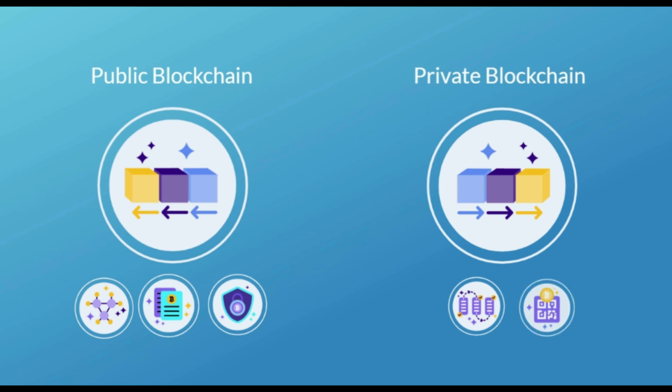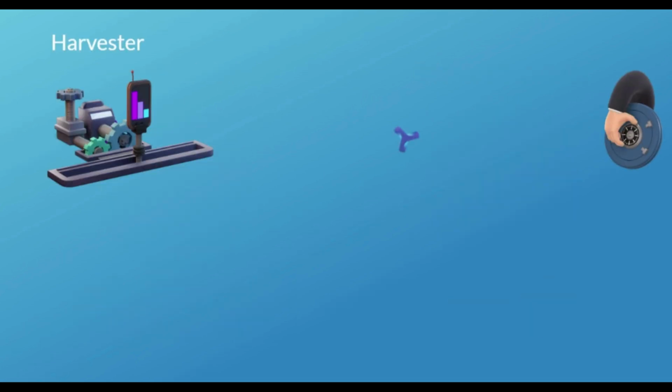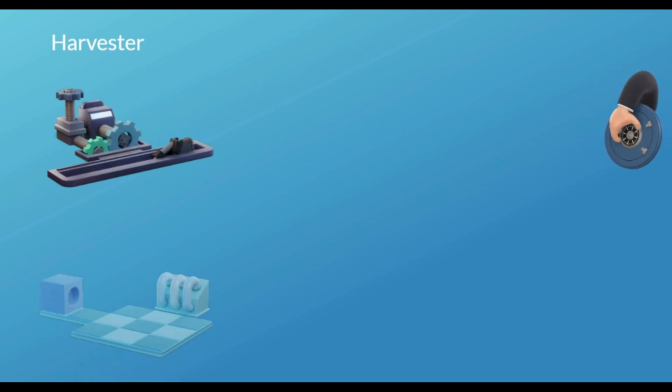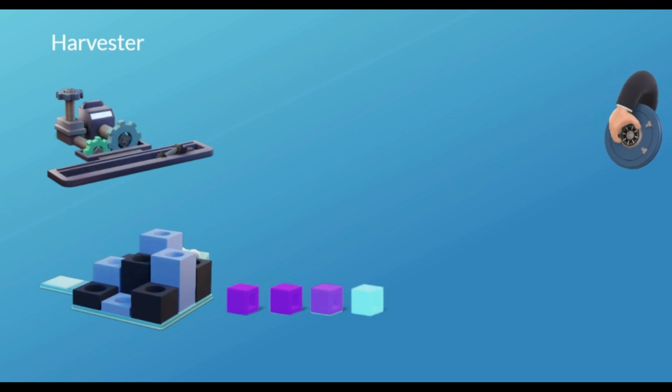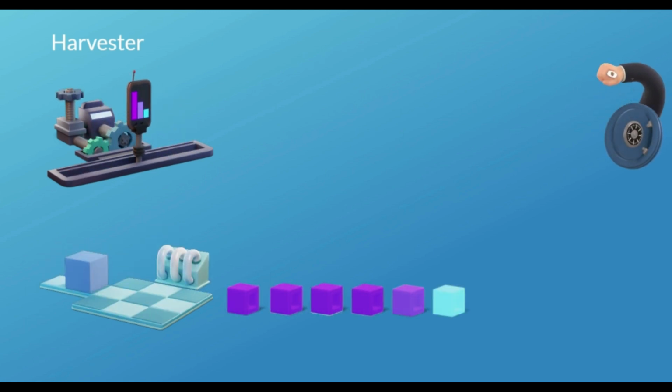In this process, the account that harvests a block is called the harvester. Harvesters can earn rewards by either running nodes or holding a token balance. Termed harvesting, rather than mining, this process involves validating and recording transactions and creating new blocks.